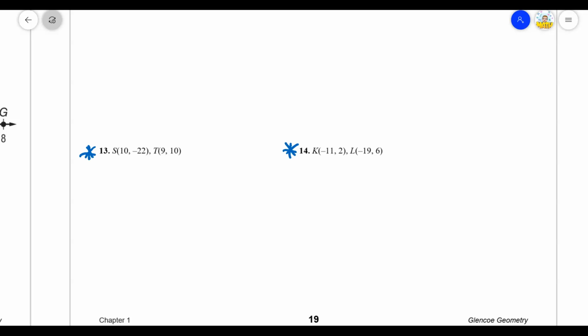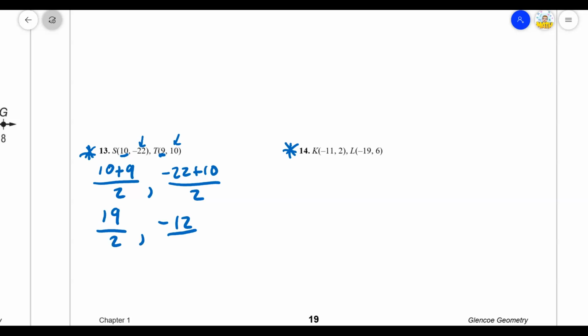Okay, so for number 13, hopefully we did this one correctly. We should have taken 10 plus 9, those are my two x-coordinates, and then we divide that by 2. We take negative 22 plus 10, and we'll also divide that by 2. Okay, that's my x and my y. We had the x's, we had the y's separately. 19 divided by 2, and over here we'd have negative 12 divided by 2. Okay, 19 divided by 2 is 9.5. Negative 12 divided by 2 is just negative 6. Okay, so hopefully you picked that one correctly.